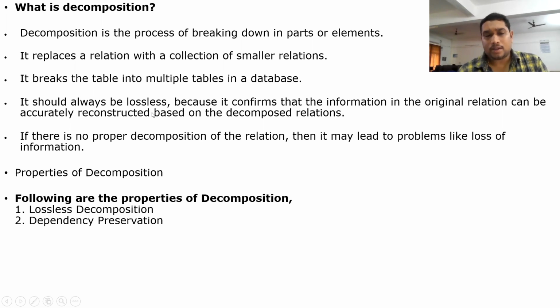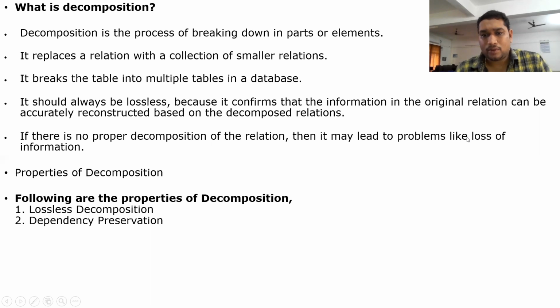It should always be lossless, because that confirms that the information in the original relation can be accurately reconstructed from the decomposed relations. So if you are dividing a large relation into sub-relations and you want to get the original relation back, it can be obtained by means of some parameters called properties. Based upon these properties, you will get the original relation when you combine the small relations into one.